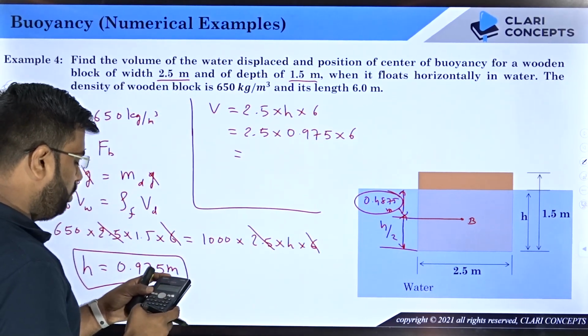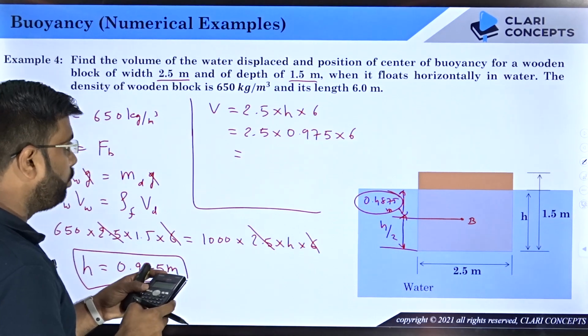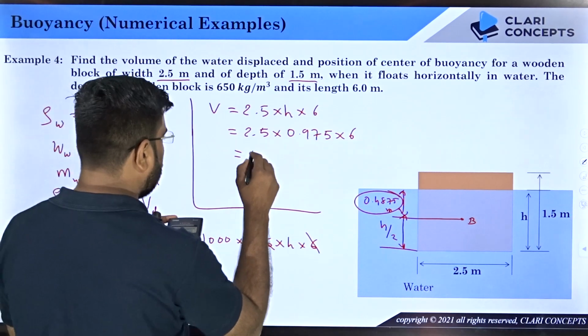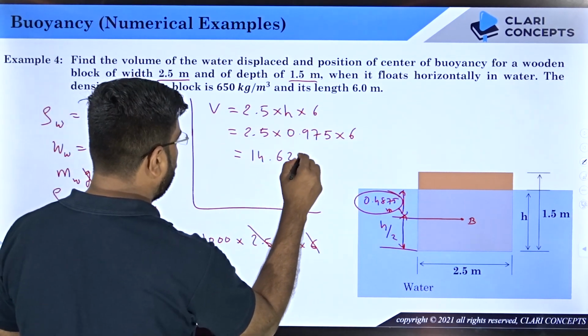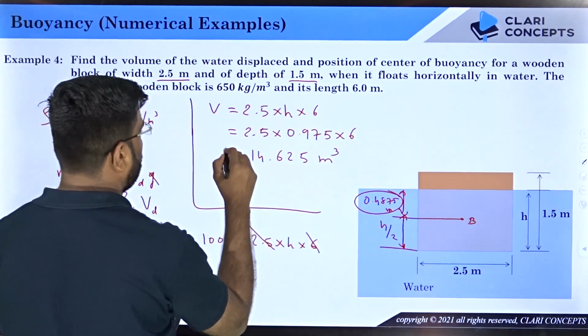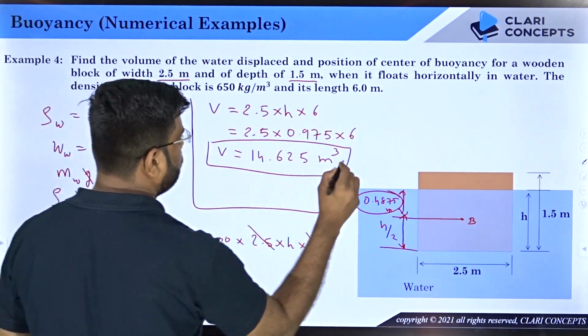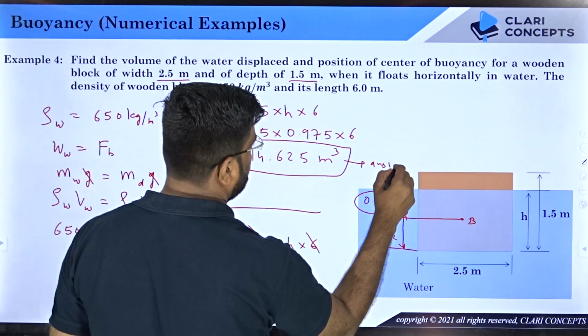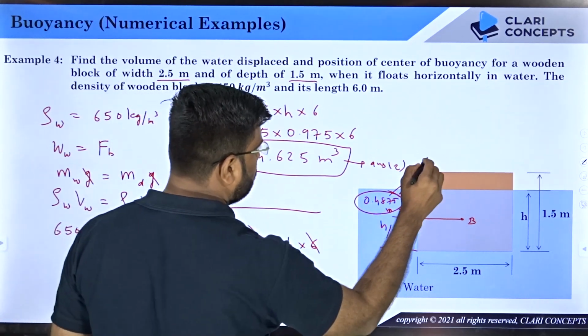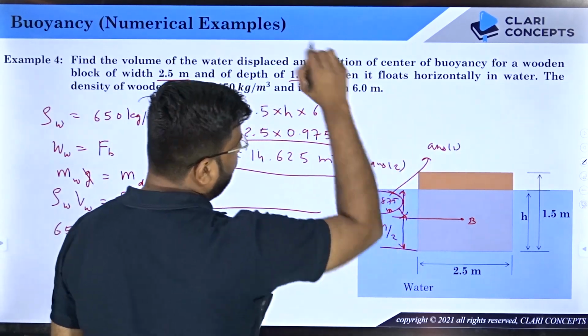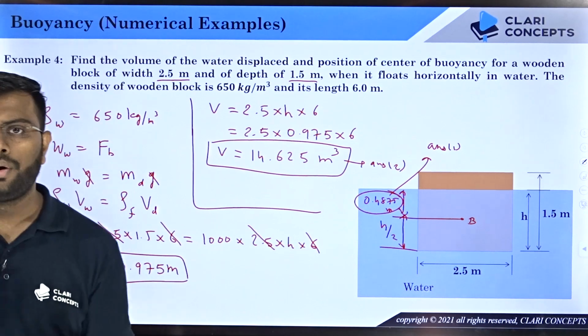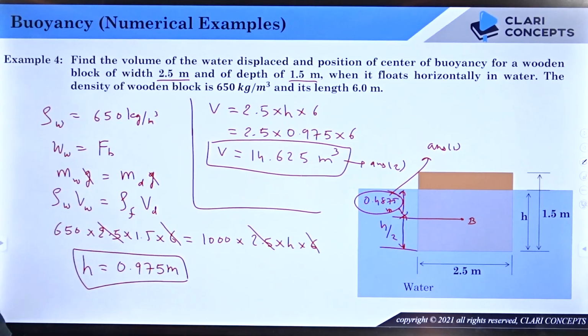2.5 into 0.975 into 6. This is 14.625 meter cube. This is volume. Answer number 2. And this is answer number 1. So I hope you got this. I mean, you are understanding how to solve numericals. Let me check the answers. 14.625 meter cube and then H is, so this is 0.487. Perfect.